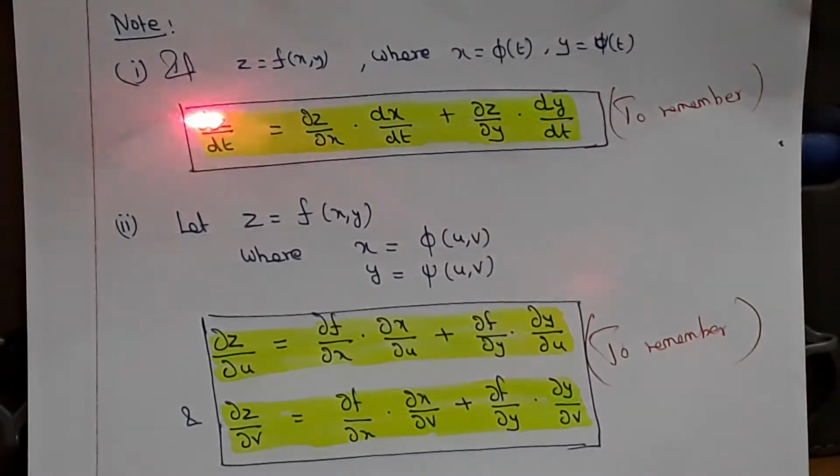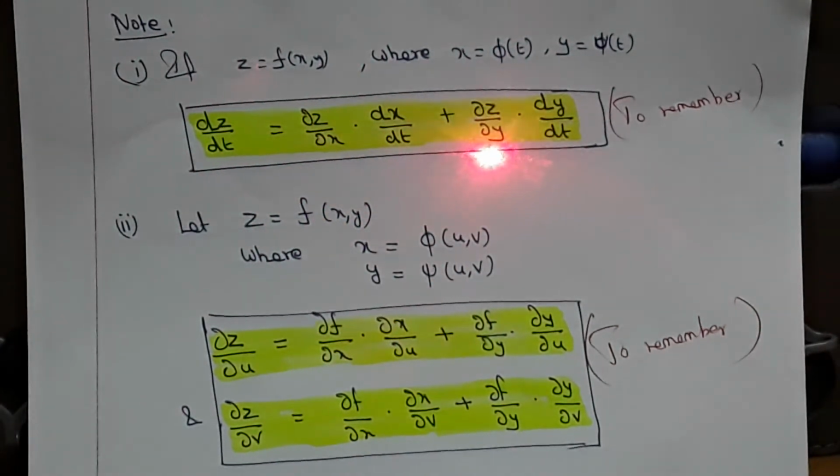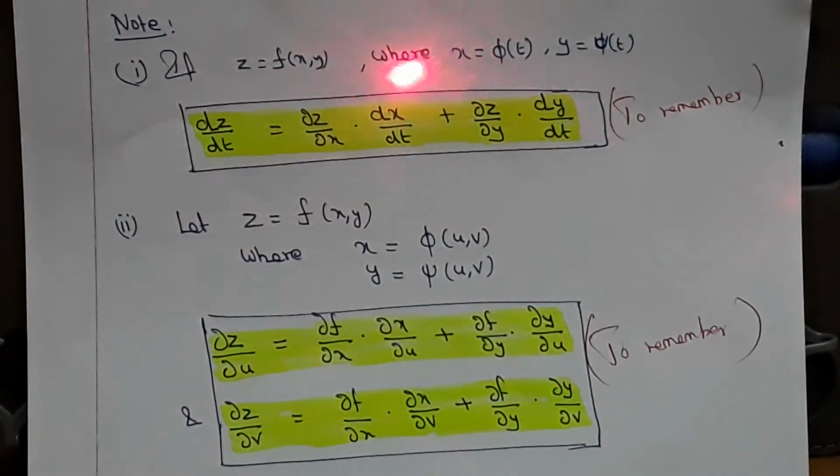Here you see, if z is a function of x comma y, where x and y are other functions of t, then we can find the total differentiation like this: dz/dt is equal to ∂z/∂x into dx/dt plus ∂z/∂y into dy/dt. See the difference? Here ∂, then d, here ∂, here d. From the previous equation we can write like this. So we have to remember this equation to find the total differential, if z is a function of x comma y and x and y are functions of another variable t.